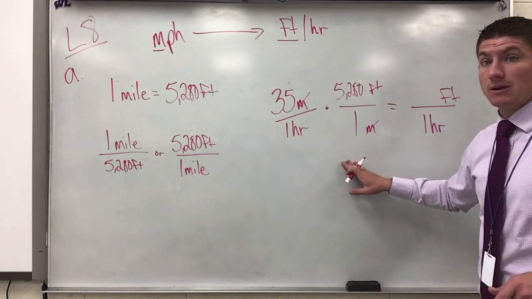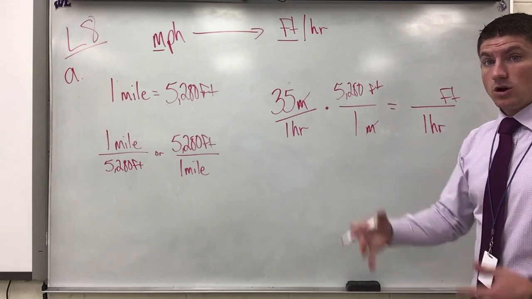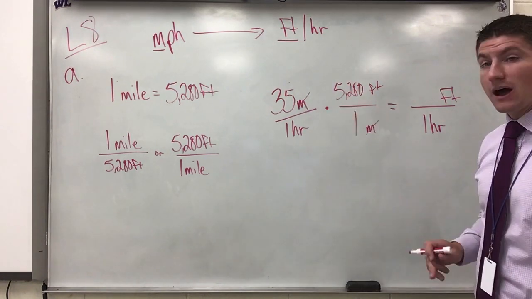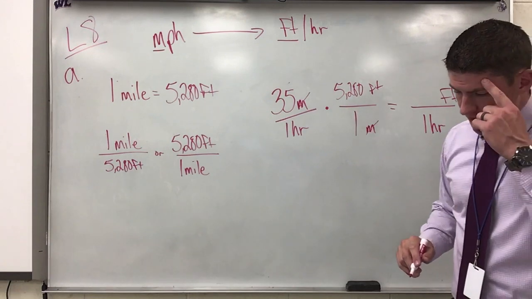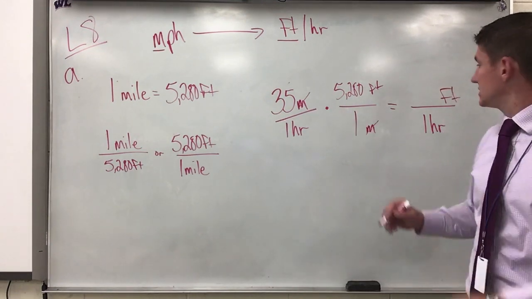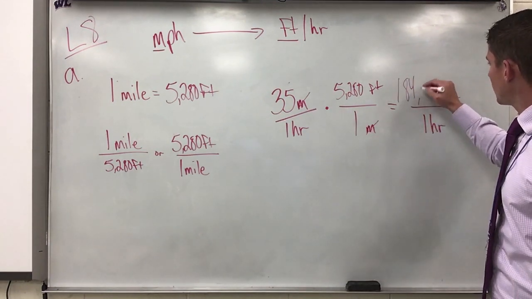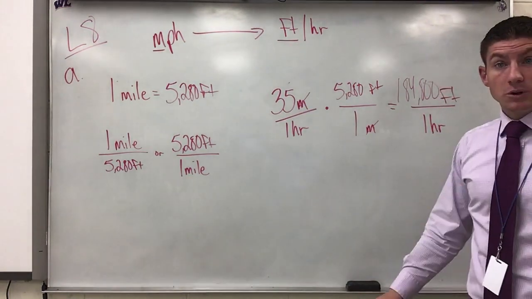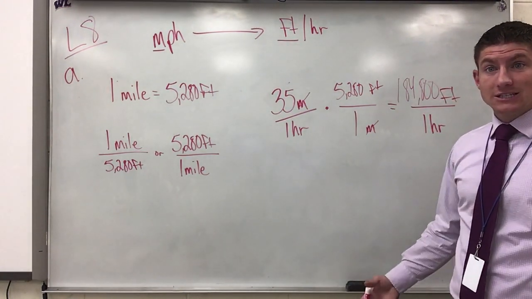Here it's going to take maybe a helpful calculator or some long multiplication to say what is 35 times 5,280. Now if I just think off the top of my head, it's 184,800. If you don't believe me, check on your calculator. That's just how it's done.